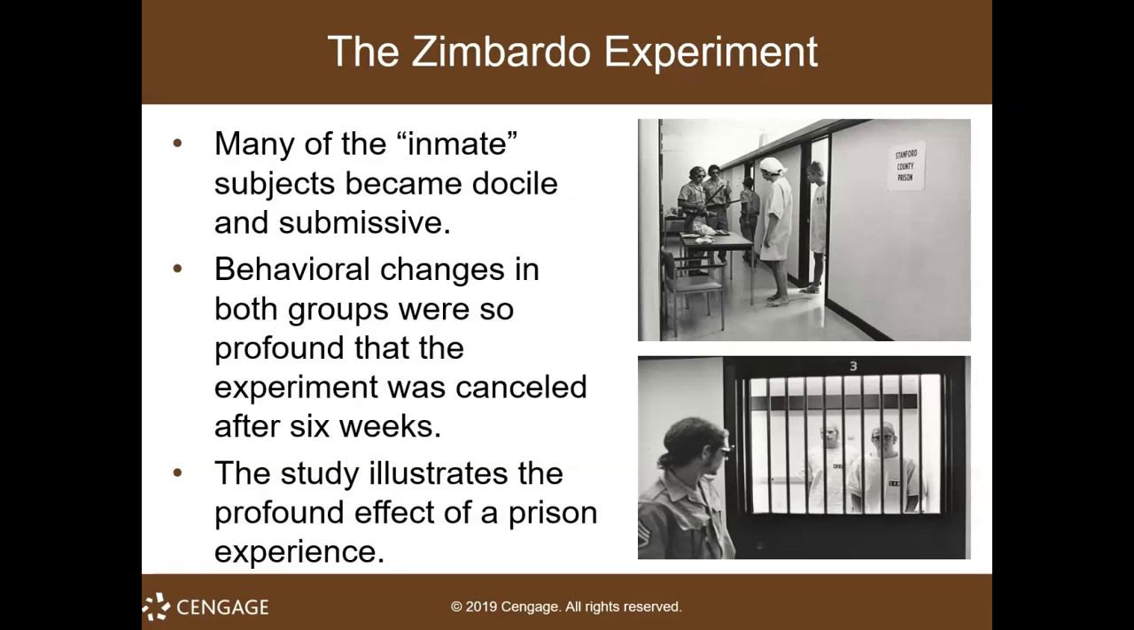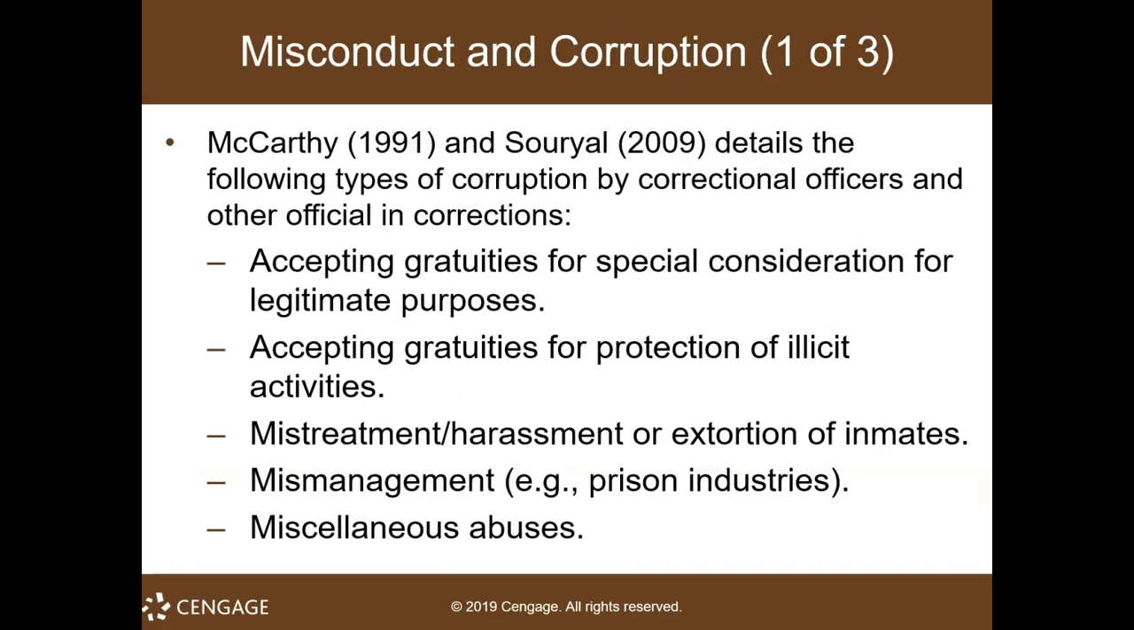It was a super interesting experiment. So take a look at it. A lot of people thought that this experiment never really should have been done, but it really does show what can happen in a prison type environment.